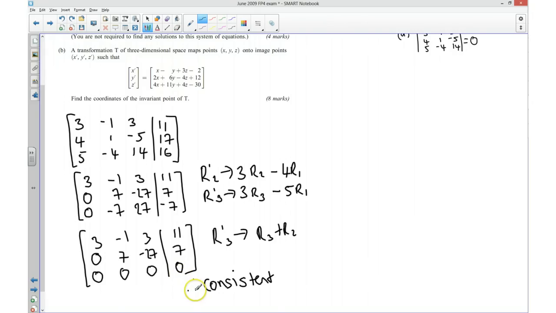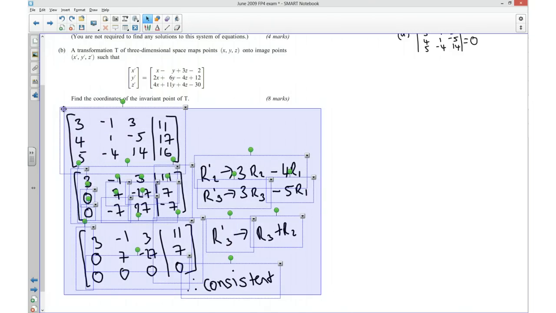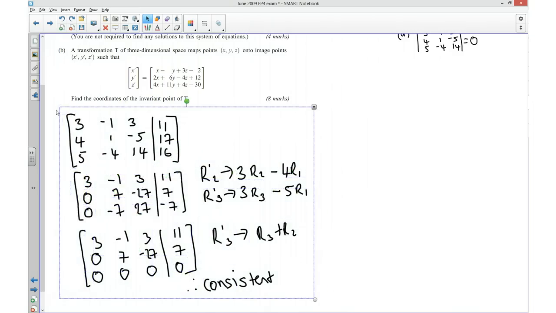But this here is now telling us that it's consistent, which means that there's an infinite number of solutions that exist. So our three planes will intersect and form a line. Okay, so that's the first part of the question.